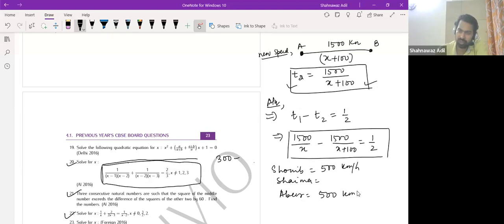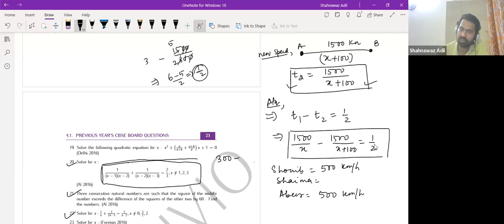So you guys also write the units, right? Now with 500, we have 1500 by 500, which is 3, minus 1500 by 600. This is cancelling, right? So this is 3, and this is 5 by 2. So what is 3 minus 5 by 2? That is 6 minus 5 by 2, which is half. Right, so this is half, which means that this answer is correct. Right, everyone? Good.